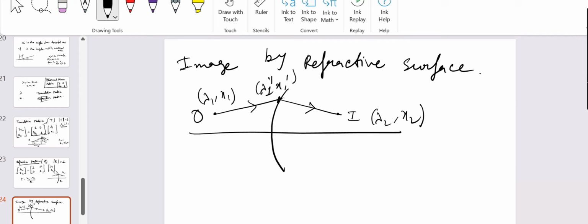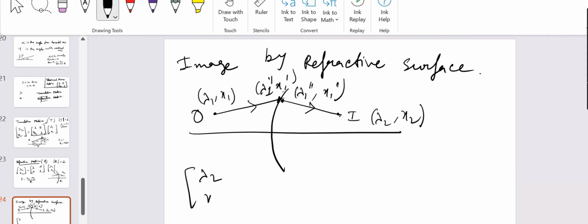This is pure translation, and from there is a point here exactly after the refraction, lambda 1 dash dash and x1 dash dash. So between these only the refraction matrix will work, and from that lambda 1 dash dash and x1 dash dash to that I point there is another translation. And you need to remember very carefully that the order of a matrix is very, very important.